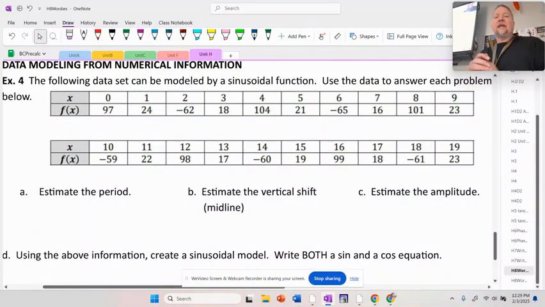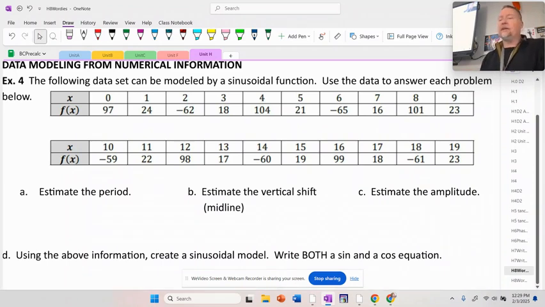Okay, but then look at this data. I want you to look at the data and try to estimate the period. Don't estimate the vertical shift yet. So look at how the data moves as you go from 0 to 19. Are you thinking, or are you just staring through the wall and wishing you were in the hallway right now?